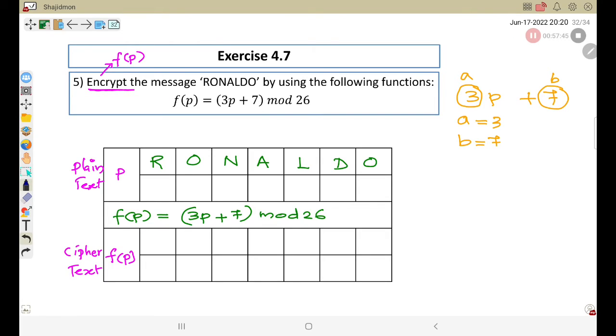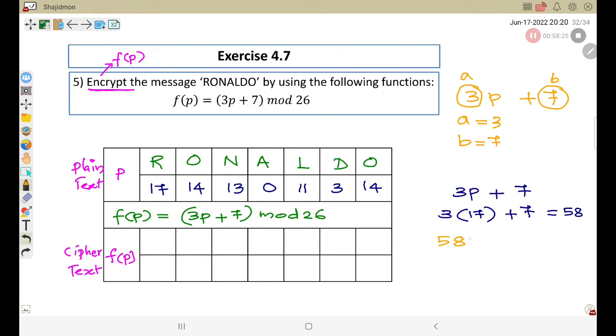Now, we will change into numbers first. R means 17, O means 14, N means 13, A 0, L 11, D 3 and O is 14. Now use this transformation 3p plus 7. So 3 multiplied by the plain text number 17 plus 7, mod 26, of course. So 3 multiplied by 17 plus 7. Check your calculator, you will get 58.